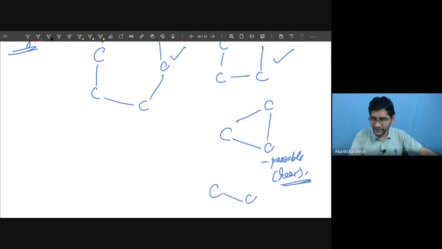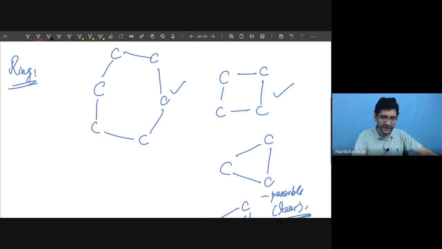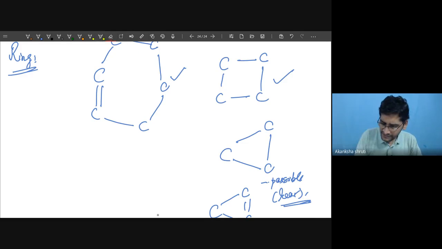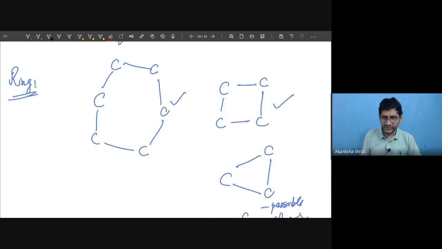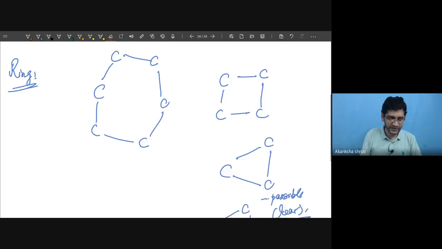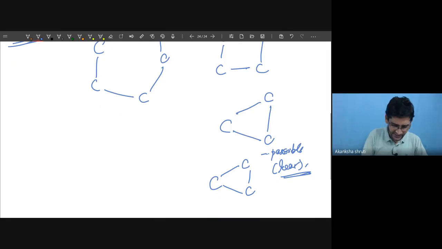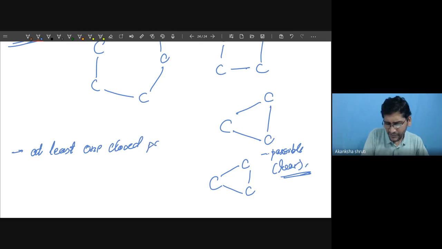With this carbon, if you want to form a double bond, yes, you can form. Why not? We can form like this. Anywhere we can also form a double bond. So those double bonds I will also explain. So ring simply means the closed path. So write: at least one closed path, that is called a ring.